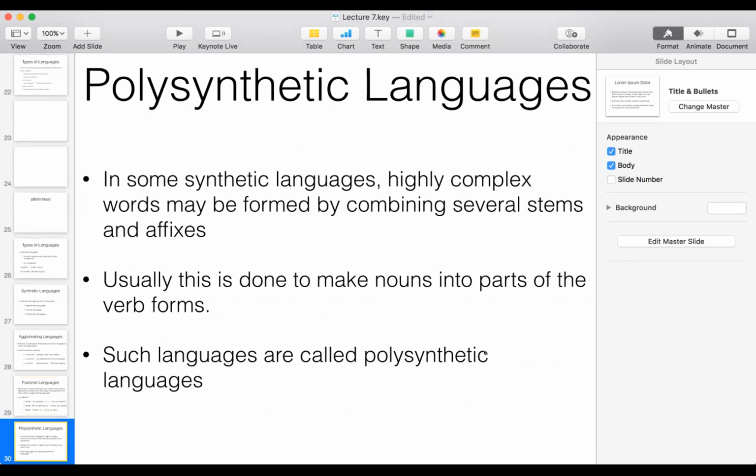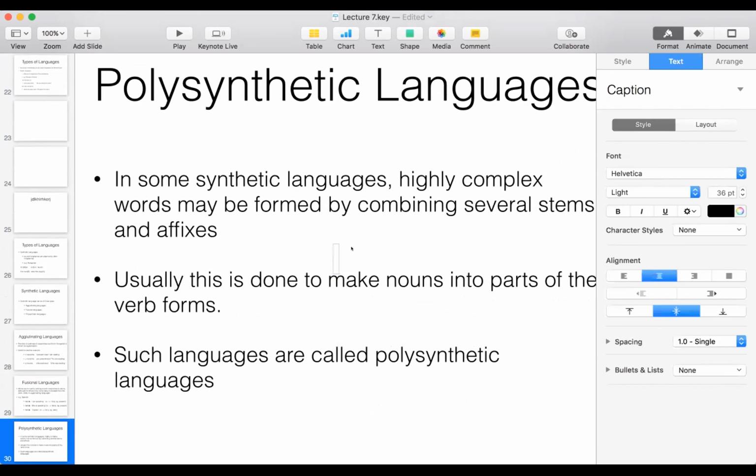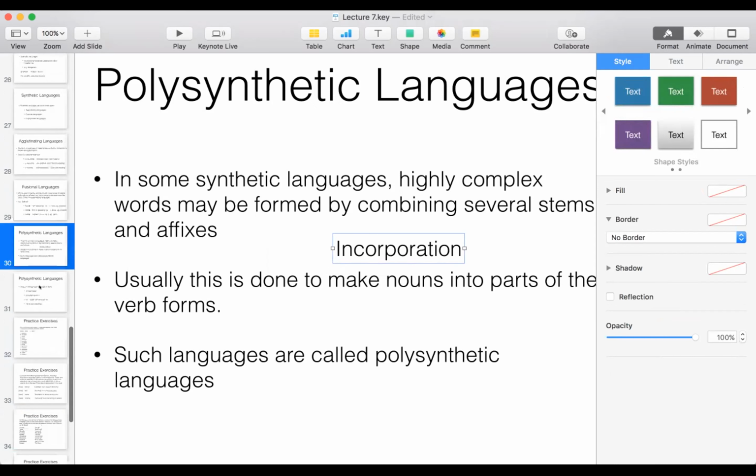And the last kind of synthetic language is called a polysynthetic language. It's a highly complex kind of word formation process. Usually there are verb forms in that language, and the nouns incorporate into the verb. The terminology that you might see if you're reading a paper on polysynthetic languages is called incorporation. So you have a verb, and then you attach the noun into the verb by a process called incorporation. Eskimo is a classic example of a polysynthetic language.